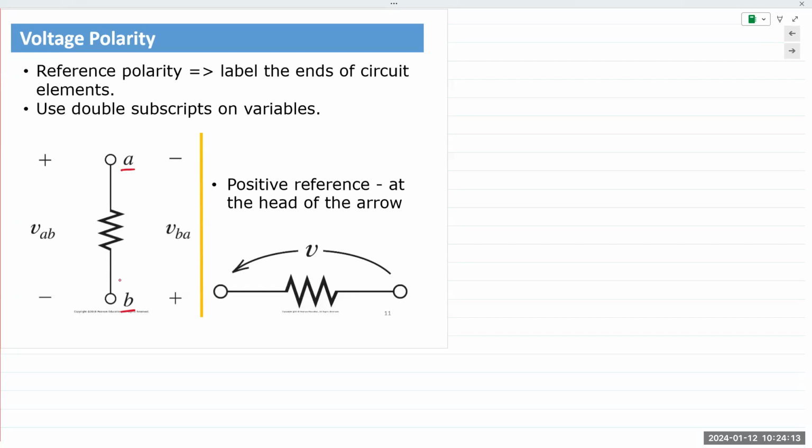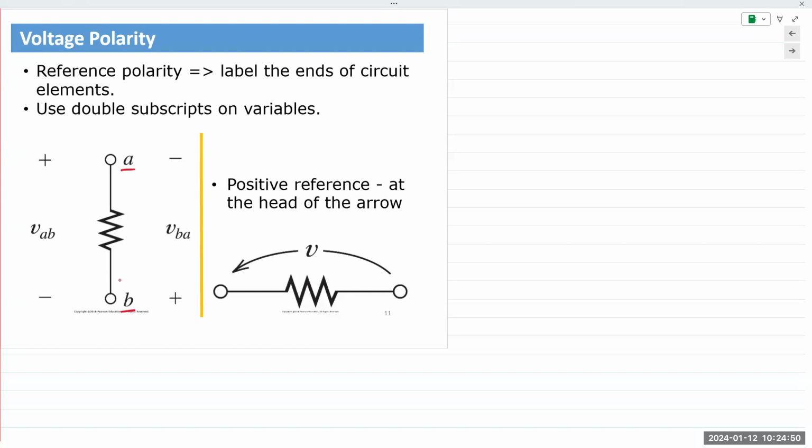Does that make sense? Hopefully it does. So voltage VAB simply means I'm measuring voltage at A with my reference at B. If I was to put it in non-electrical terms, I'm standing at point B and I'm looking at point A. So again, I'm measuring the distance between A and B, but I'm measuring at point A, but my reference or my starting point is at B.